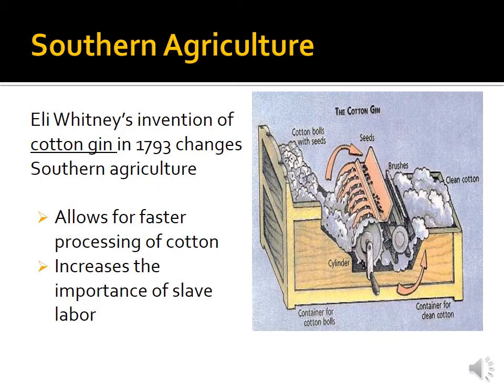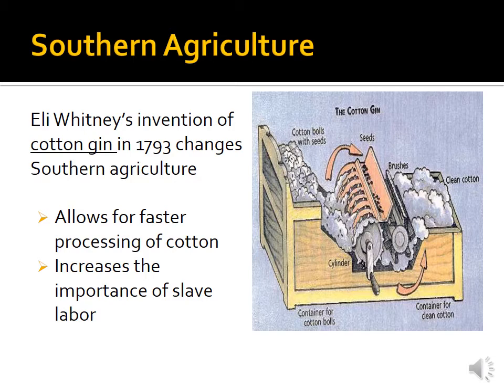So, let's talk about Southern agriculture. We talked about Eli Whitney. So Eli Whitney's invention of the cotton gin in 1793 changes Southern agriculture. So here's a picture of his cotton gin. So what does his cotton gin allow for? It allows for a faster processing of cotton, okay? The types of cotton that was grown in the South in this time, the cotton had a lot of seeds in them, in the actual cotton balls, as you see there on the left-hand side of the picture.